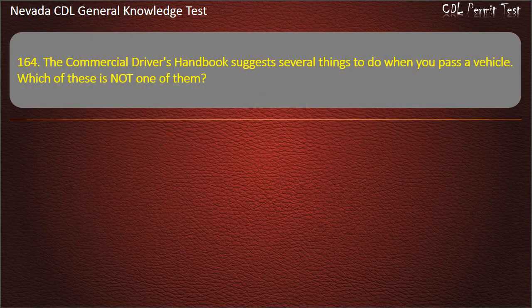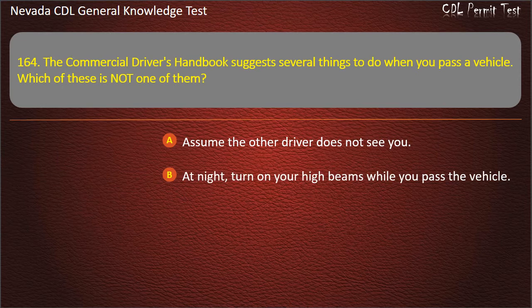Question 164. The Commercial Driver's Handbook suggests several things to do when you pass a vehicle. Which of these is not one of them? Assume the other driver does not see you. At night, turn on your high beams while you pass the vehicle. Lightly tap your horn if needed. Answer. Lightly tap your horn if needed.